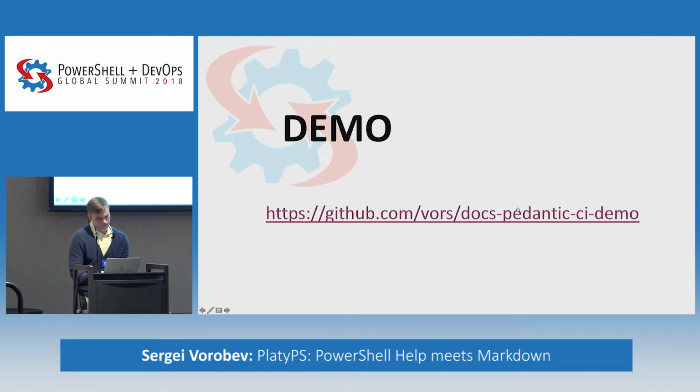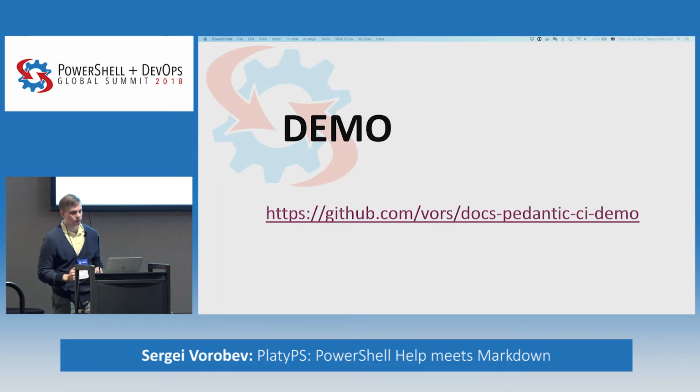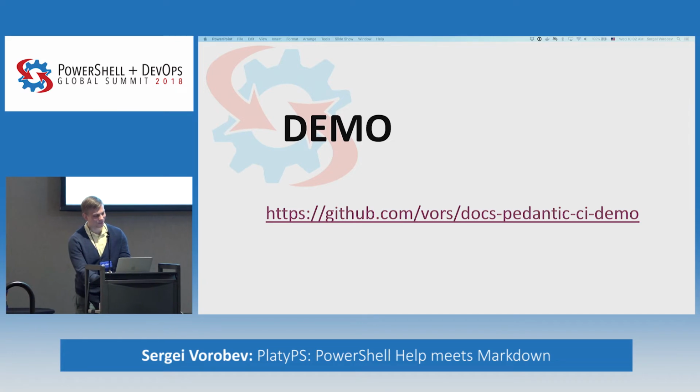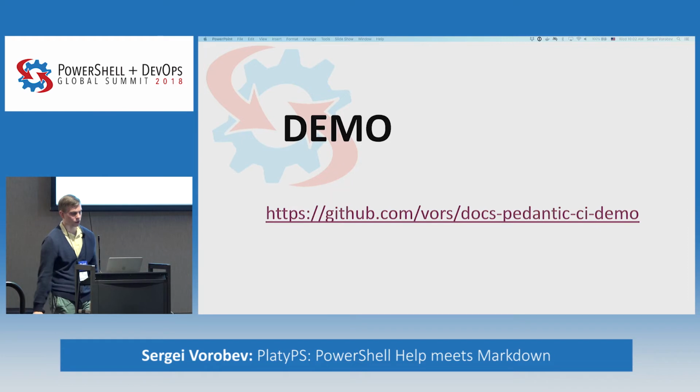And this is what I just did as a demo. I set up a repository, pedantic CI demo. So it's probably one of the most pedantic projects because it will make sure that you have your grammar correct, your hyperlinks correct, and that your help is up to date. So let's take a look at it. Let's start with the code. This is our well-known friend, new greeting.